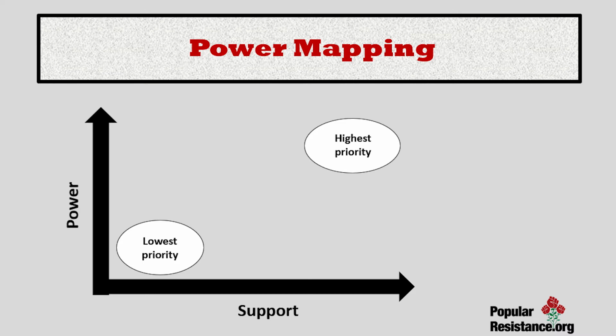Okay, so this is power mapping, one type of power mapping. What you're doing here is you have one axis, which is power, from low power to high power, and the other axis, the horizontal axis, is support, low support to high support. And you're going to put people on here, people that are potential targets for your campaign or for your movement. Potential focus, right.